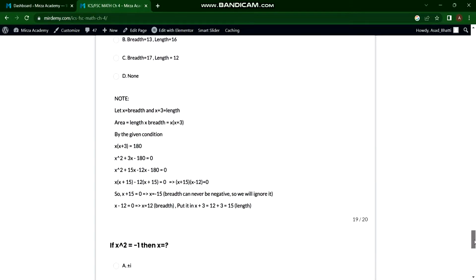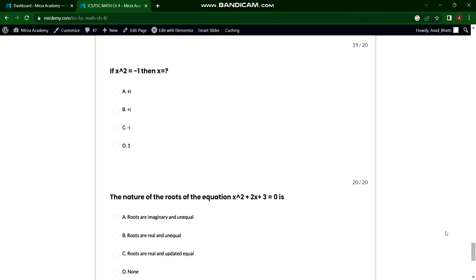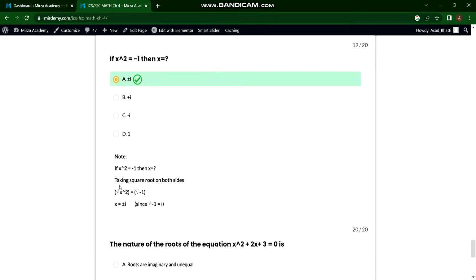So I'm going to move to the next MCQ. If x squared is equal to minus 1, then x is equal to what? Here the A option is correct, because if x squared is equal to minus 1, just taking the square root on both sides, the square root will be removed, and we get x is equal to plus minus the square root of minus 1, which is equal to iota. We get x is equal to plus minus iota. So A option is correct.